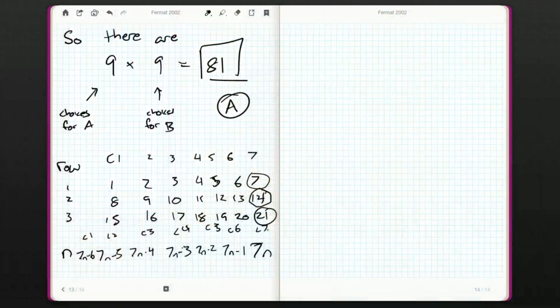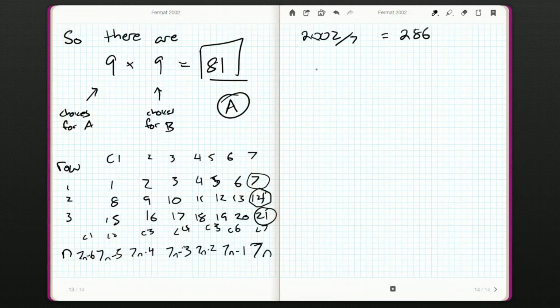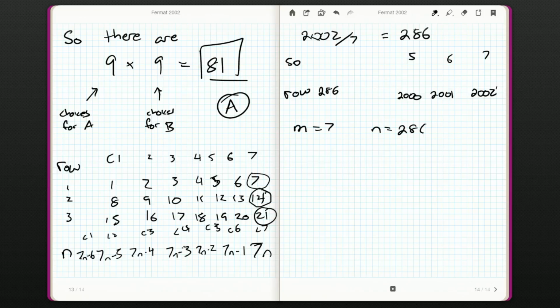So 2002 divided by 7 is 286. Row 286 is going to look like 2002 at the end, in column 7. We're going to have a 2001 in front of it, and so on. But we actually don't need to fill this out. If it wasn't immediately divisible by 7, say we were talking about 2001, we'd figure out what row it should be in, take 7 times that row number, and work our way back down to the number that we want. But because 2002 divides by 7 so nicely, we know what row it's in, and we automatically know what column it's in. So we know m is 7, and n is 286.